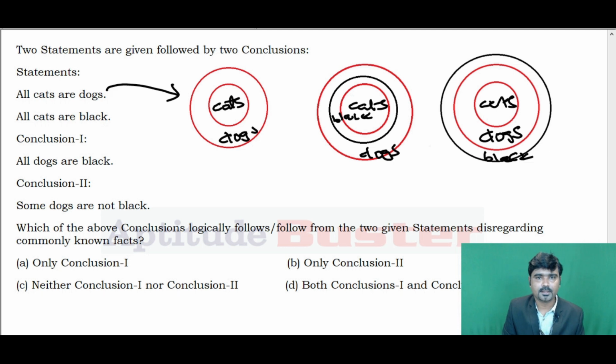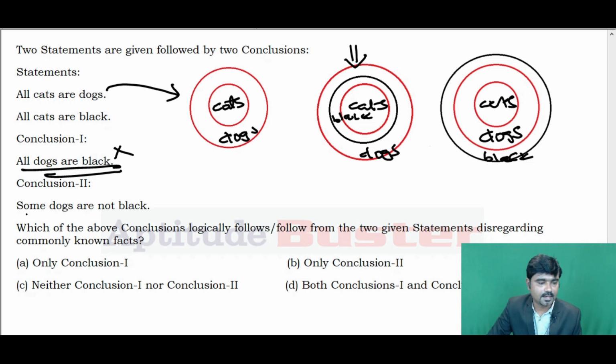Here 3 diagrams are there. Using this we need to conclude. The conclusion, all dogs are black. Take this one here. Can you say all dogs are black? Using this diagram we cannot say all dogs are black.